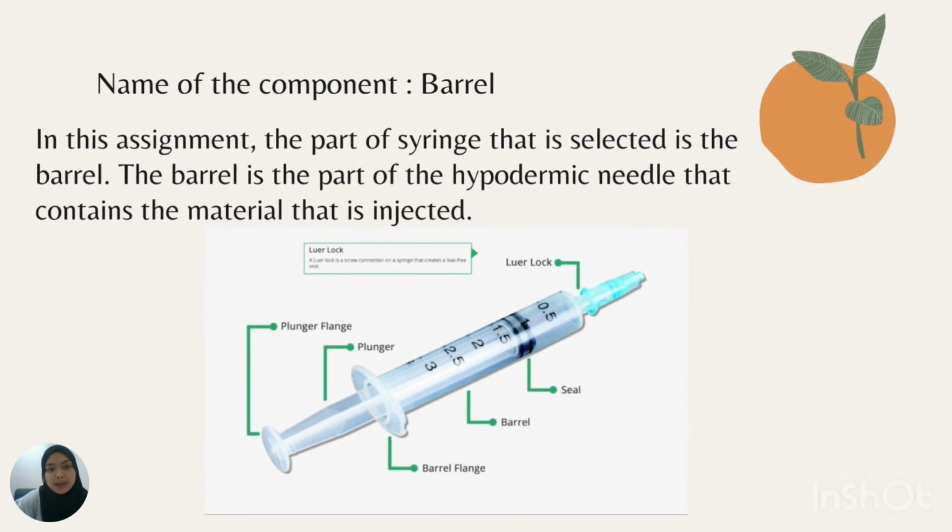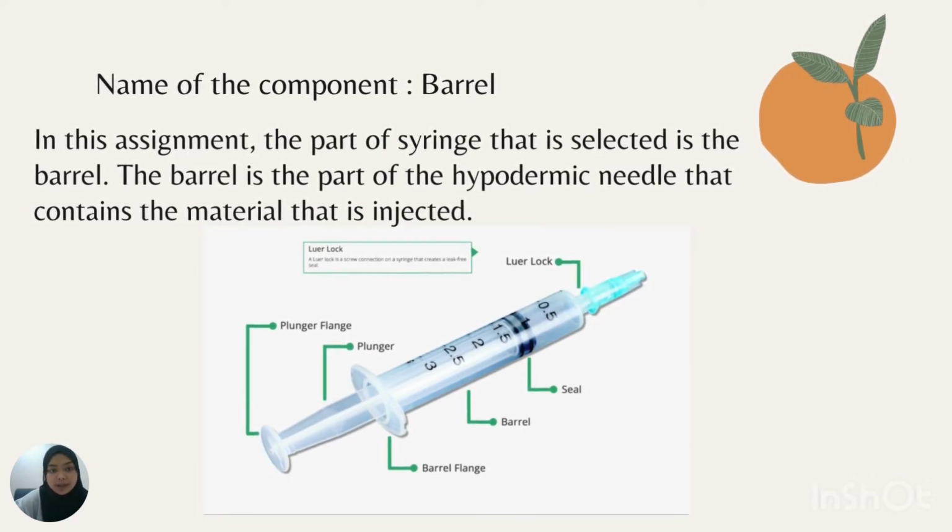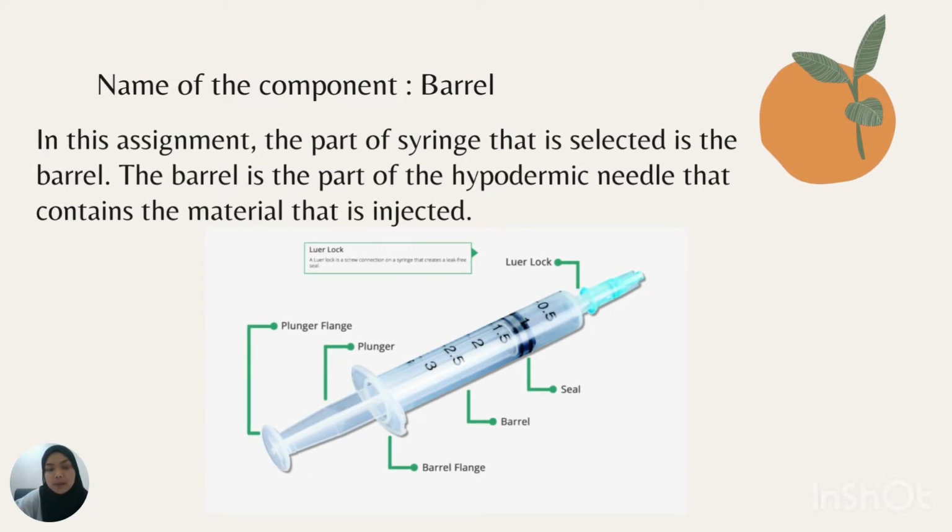Today I would like to present the strategy to perform a material selection. In this assignment, the part of the syringe that is selected is the barrel. What is the barrel? The barrel is the part of the hypodermic needle that contains the material that is injected.